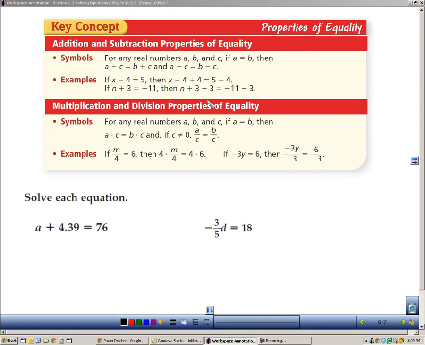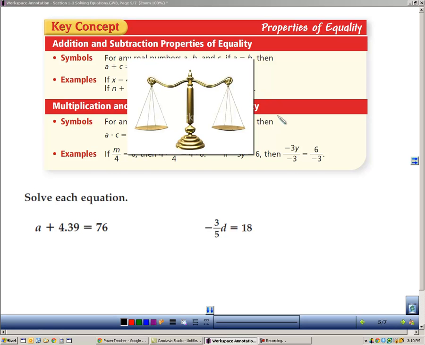Here we have the properties of equality, which are super important if you're trying to solve an equation. Basically, what they're saying is that you can add and subtract a number from both sides of an equation, and the equation remains equal. And the one down here, the multiplication and division property, says that you can multiply and divide both sides of an equation, and that's legal to keep the equation equal.